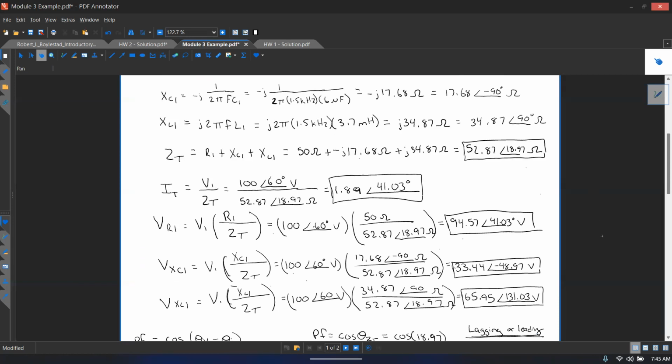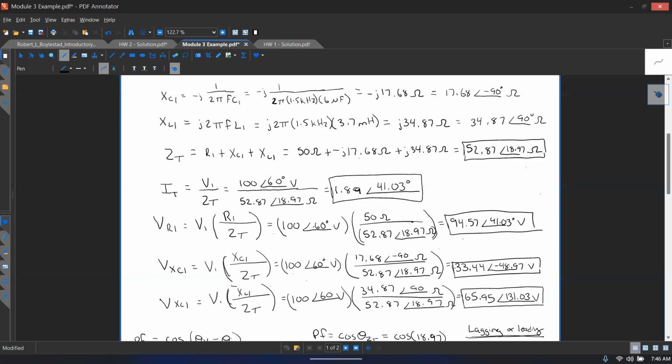All right. So the first one we're going to do is finding the voltage across R1. We have VR1 equals V1 times R1 over your total impedance. By plugging your values in, you get 94.57 with an angle of 41.03. Make sure, depending on your calculator, you may have to put this in parentheses, depending on the settings of your calculator.